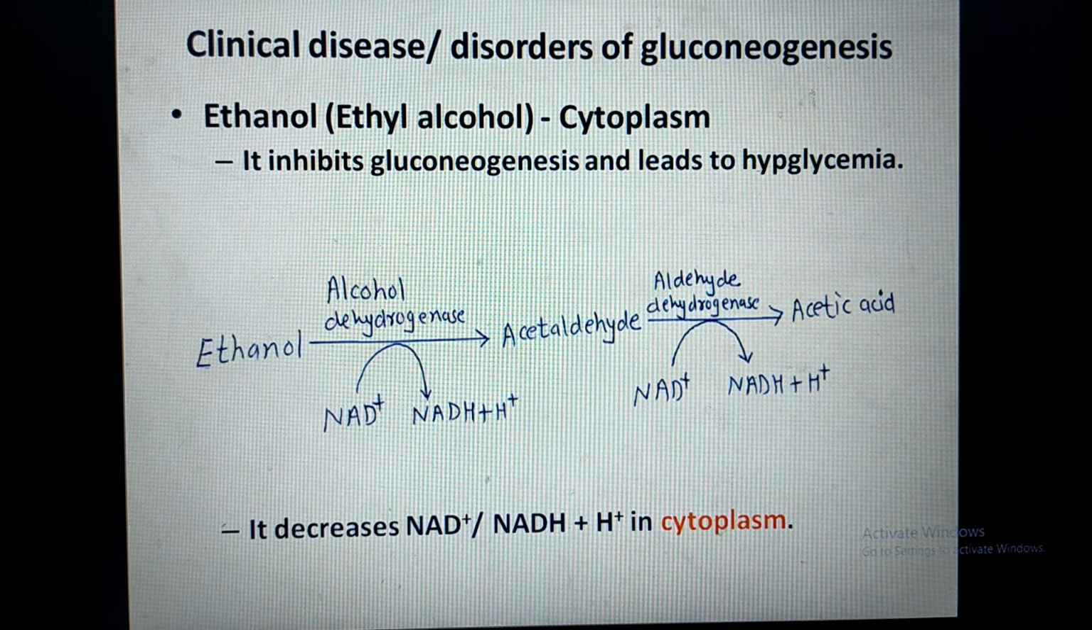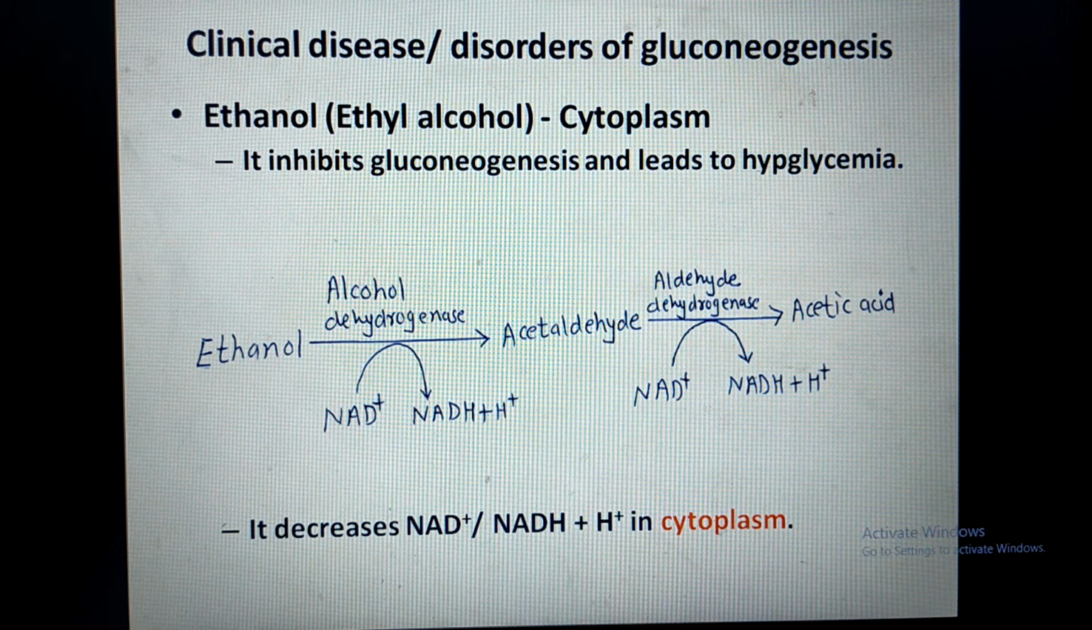The second clinical disorder, which is very commonly seen in clinical practice, is that alcohol or ethanol inhibits the process of gluconeogenesis in alcoholic patients, and it leads to hypoglycemia. To know the mechanism of how alcohol causes hypoglycemia, you should know ethanol metabolism. Ethanol is converted into acetaldehyde, and acetaldehyde is converted to acetic acid. Both these steps occur in the cytoplasmic compartment of the cell. The enzymes required for these steps are alcohol dehydrogenase and aldehyde dehydrogenase.